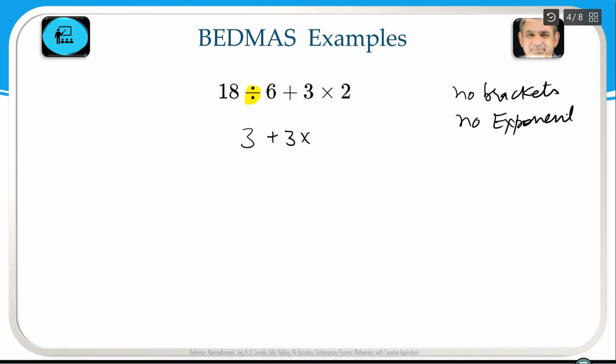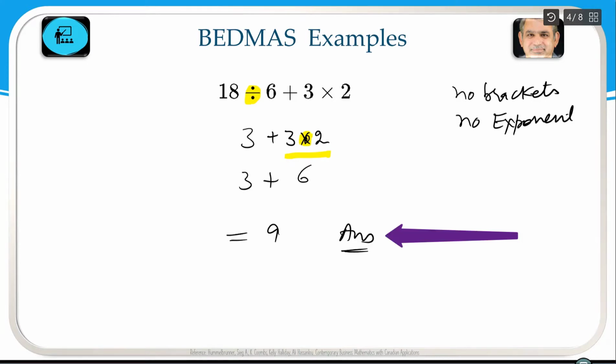And then we will write the remaining equation. Here 3 plus 3 times 2. So still we have multiplication, which is the third level of priority. So 3 times 2 gives us 6. So we will write 6 here, and 3 plus 6. So the final answer is 9, because addition as an operation comes at last in BEDMAS.